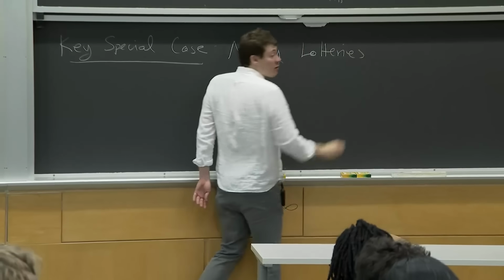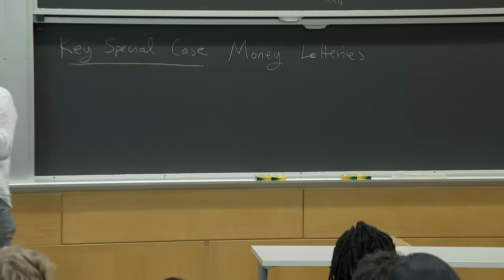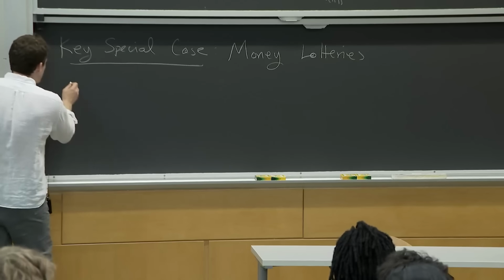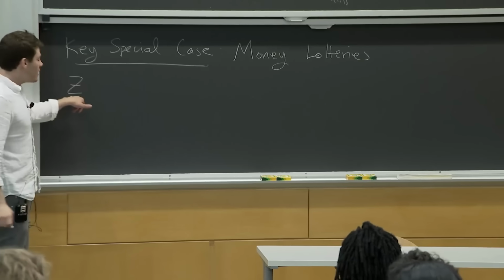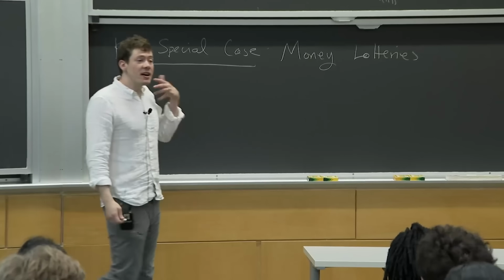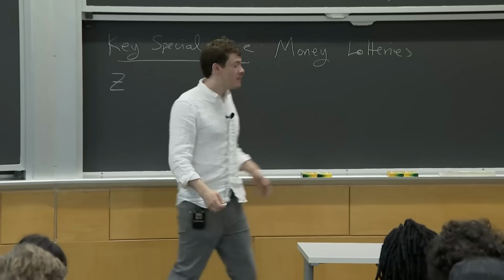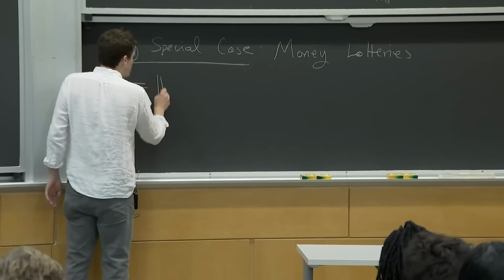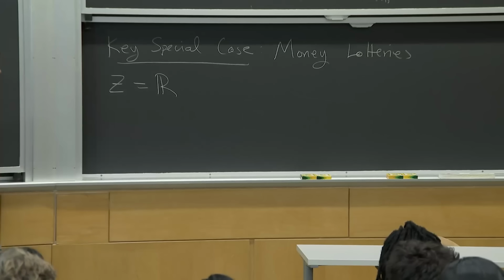So these are more like the lotteries that you hear about, in reality. And why do I call it a special case? Well, it's the special case where Z, the set of outcomes, is just a set of monetary rewards. So I'll say Z is equal to R, and this means the real number line.